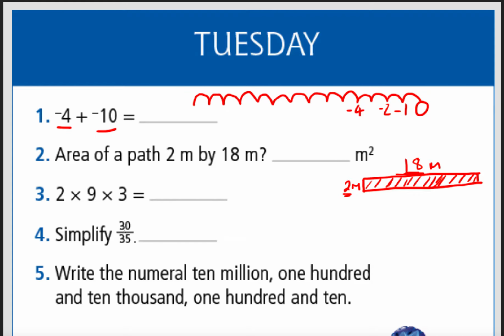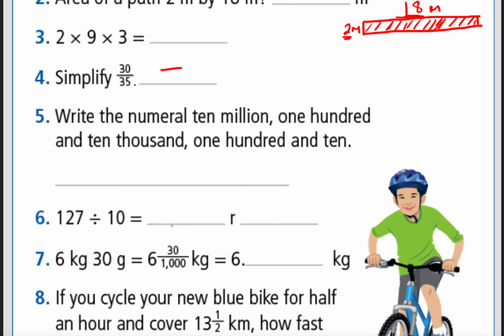So what's the biggest number that goes into the top and the bottom? And you'll get a new fraction here that's simplified. Number 10, write the numeral 10,110,110. Now what I'm going to do here first is just write down 10 million. So that's a 10 with 1, 2, 3, 4, 5, 6 zeros after it. That's 10 million. Now what they want is 10 million. We have that covered here.